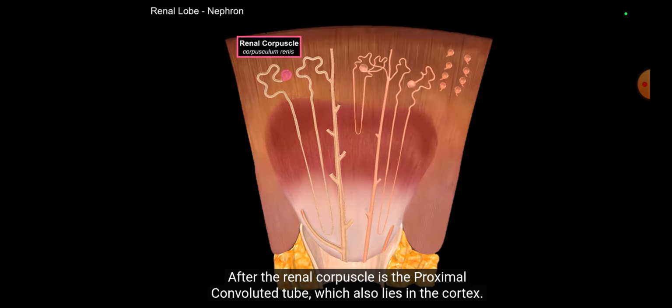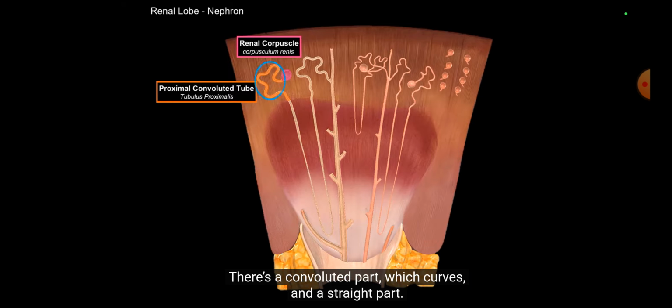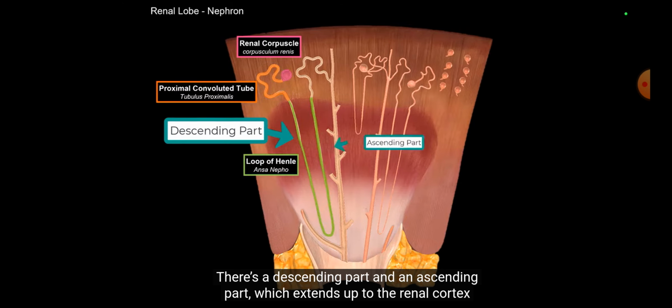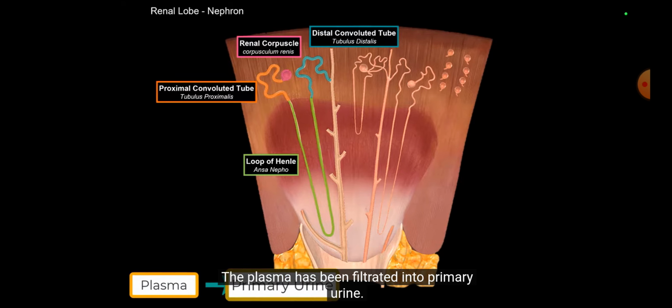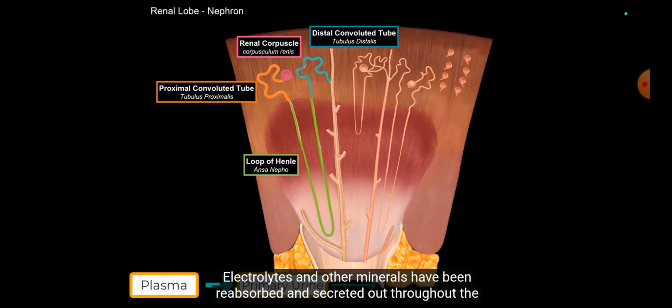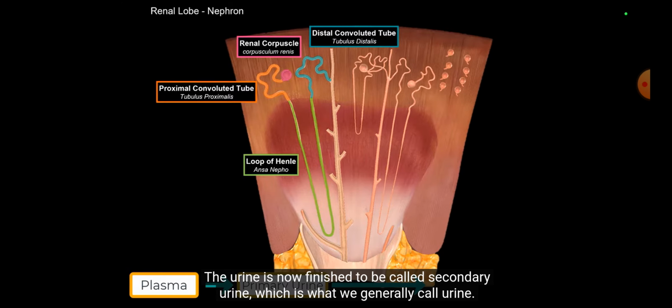After the renal corpuscle is the proximal convoluted tube, which also lies in the cortex. The proximal convoluted tube has two parts. There's a convoluted part, which curves, and a straight part. And the nephron continues into the renal pyramids as the loop of Henle. There's the descending part and an ascending part, which extends up to the renal cortex again as the distal convoluted tube. Now, up until this step, the plasma has been filtrated into the primary urine, electrolytes and other minerals have been reabsorbed and secreted out throughout the whole tube, and at this point, the urine is now finished to be called the secondary urine, which is what we generally call urine.